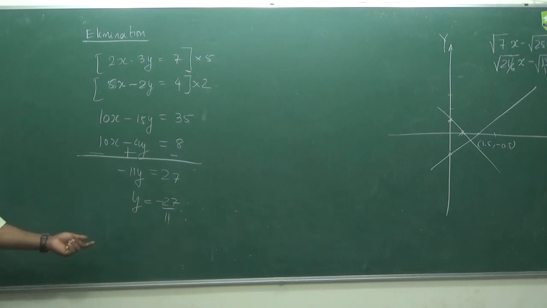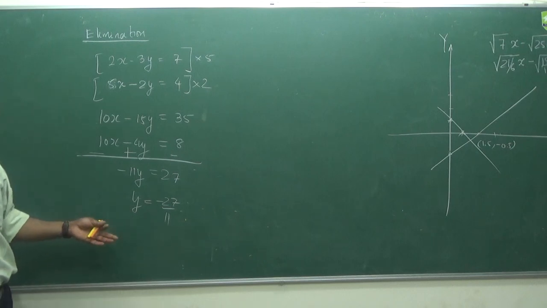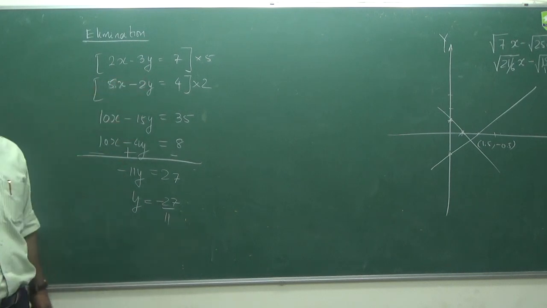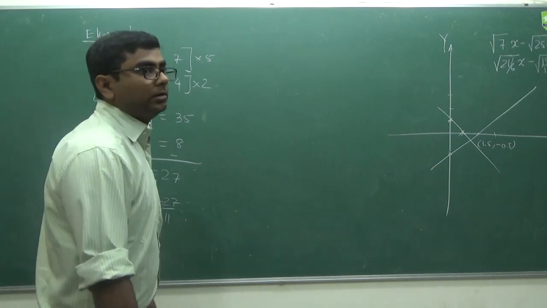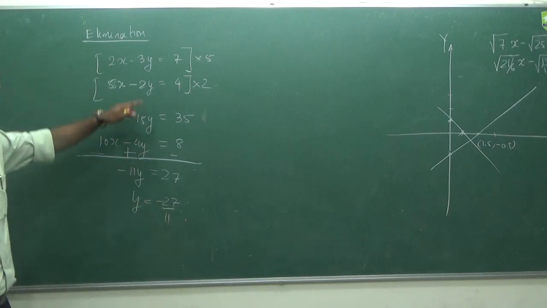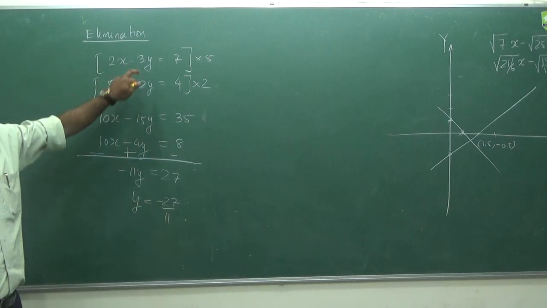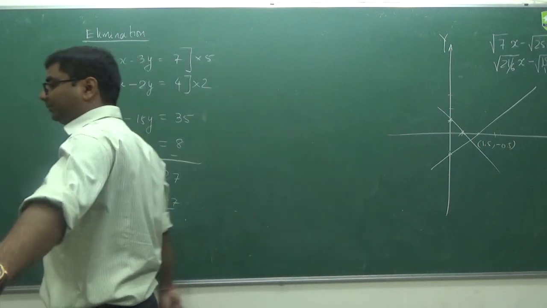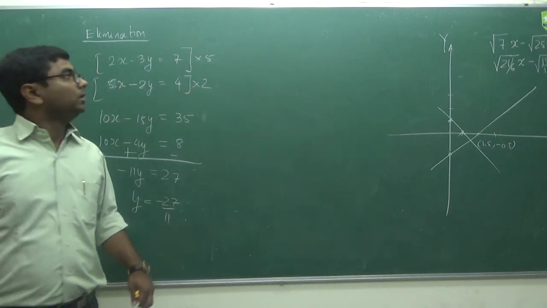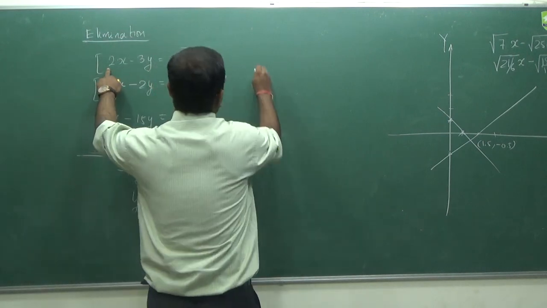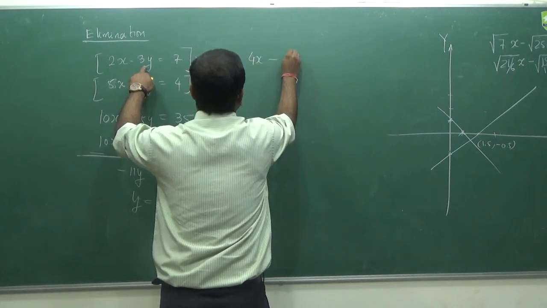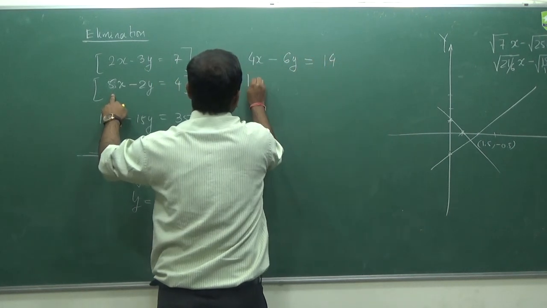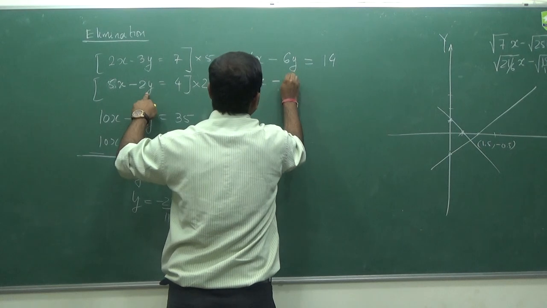Now how to find x? You substitute and find, or eliminate again. Now this time eliminate y. This is much easier, I'm telling you. You multiply this by 2 and this by 3. So multiplying this by 2, you'll get 4x minus 6y equals 14.